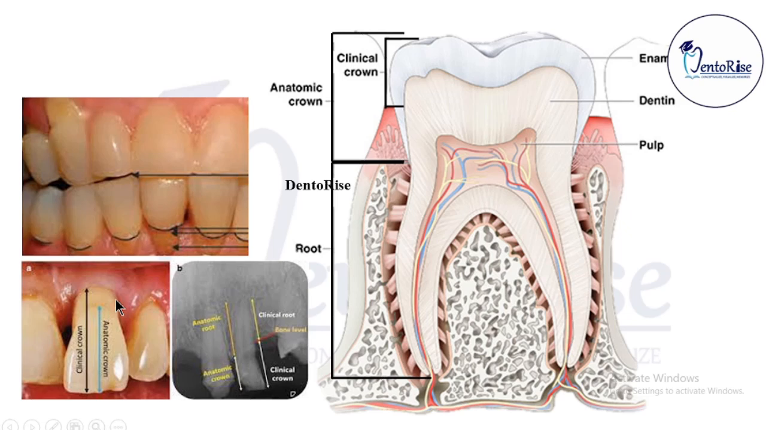Coming to the clinical root, that portion of the tooth which is covered by the periodontal tissues is called clinical root. So clinically, whatever is visible is clinical crown, and whatever is covered by the gums, whatever is covered by the periodontal tissue is the clinical root. However, anatomically, whatever is covered by the enamel is anatomical crown, and whatever is covered by cementum is called anatomical root. Hope the concepts are clear to you.